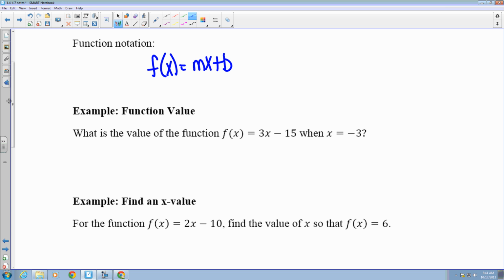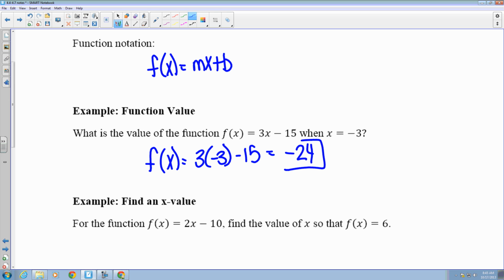So what is the value of the function f of x equals 3x minus 15 when x is negative 3? So what you're going to do is put in a negative 3 for x and simplify. Simplifies to negative 24. That's it. So we've done this kind of thing before. The only thing that's new is the notation.